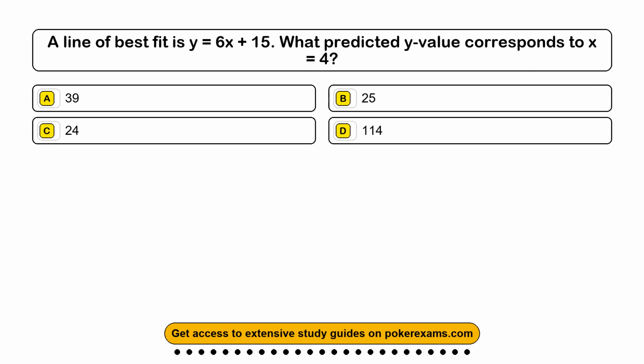Question 25. A line of best fit is y equals 6x plus 15. What predicted y-value corresponds to x equals 4? Option A 39. Option B 25. Option C 24. Option D 114.